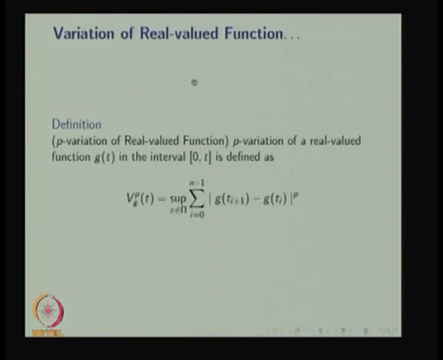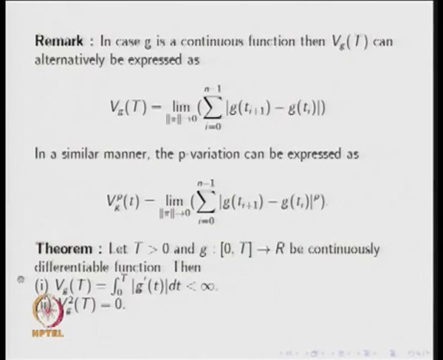In the same way, we are going to define the p variation, or pth order variation, of a real valued function over the same interval 0 to t. The only difference is the absolute value raised to the power p. So, if p is equal to 1, then it is the first order variation. If p is equal to 2, then it is the second order variation, and so on.